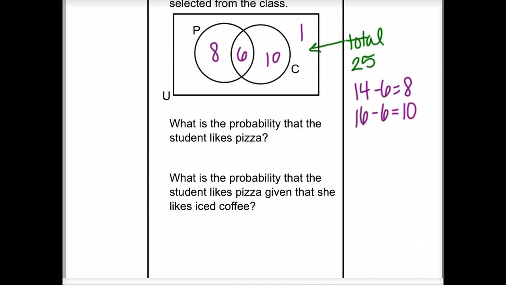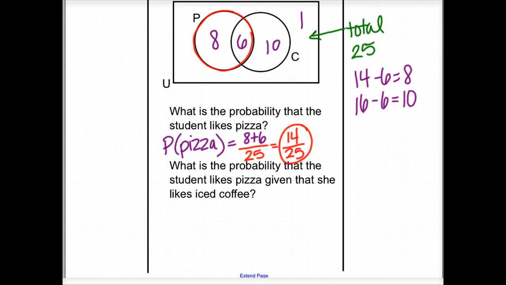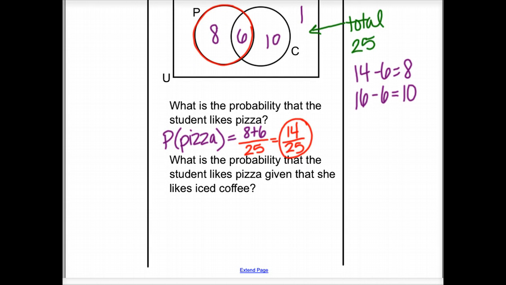So now that we have that, we want the probability that the student likes pizza. It doesn't say they can't also like iced coffee. So that means we need to take 8 plus 6 because pizza is going to be everything in this full circle. And that's over 25 total students. So that means that our probability of liking pizza is 14 out of 25.